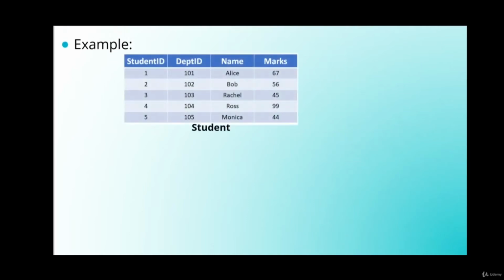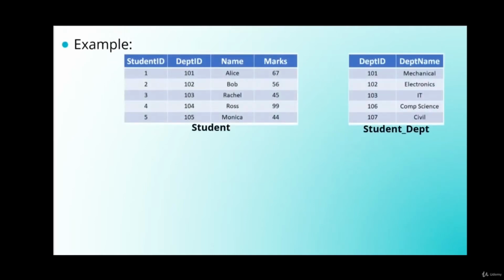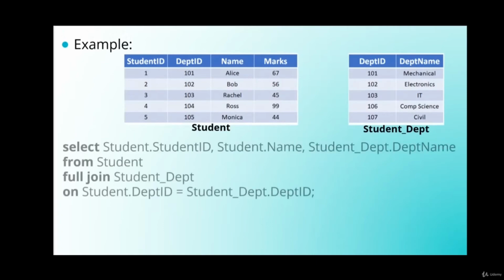For example, from these two tables, if we want to find student full join student department, we'll write the query as follows. Rest everything remains the same. We have to select the columns we want from student full join student department. So only these keywords like full join, natural join change. All the rest of the syntax remains the same. So on student.department_ID equals student_department.department_ID.